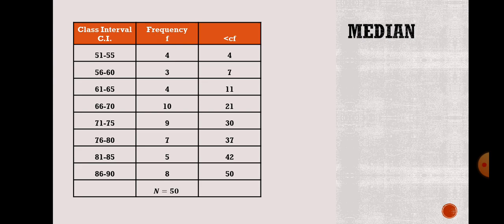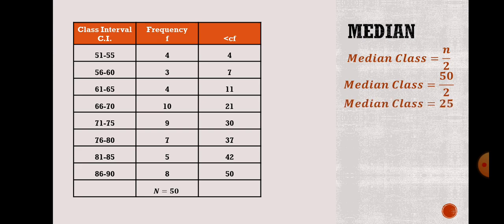Okay, so after constructing the less than cumulative frequency table, we can now identify the median class, that is by dividing n over 2, which is 50 divided by 2, where we will be having the computed median class to be 25.